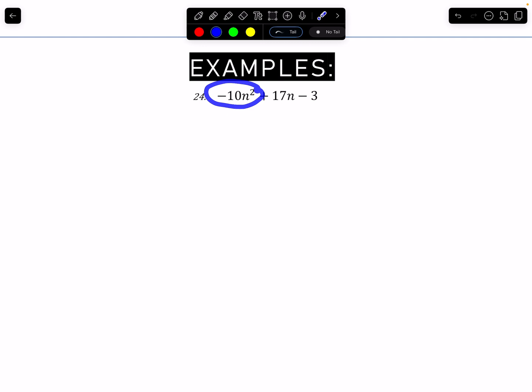This guy, we want this guy to be positive. It always makes our lives easier when that guy's positive. So let's go ahead and start here by pulling out a negative. That will leave us with 10n squared minus 17n plus 3. Now we want to factor that guy, so we're going to factor into something times something.